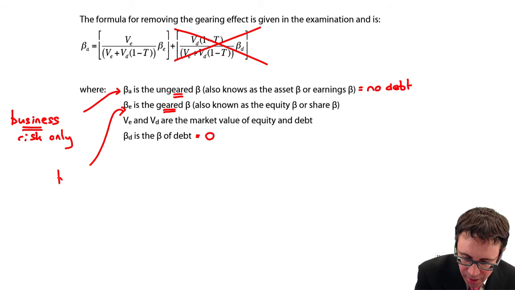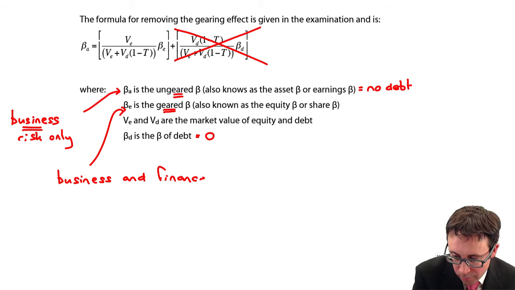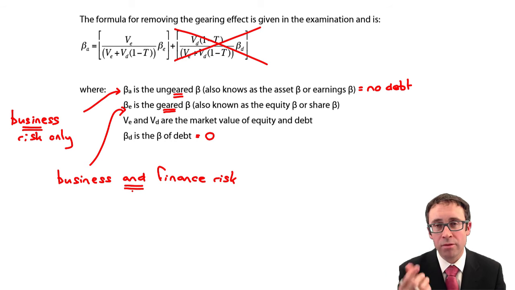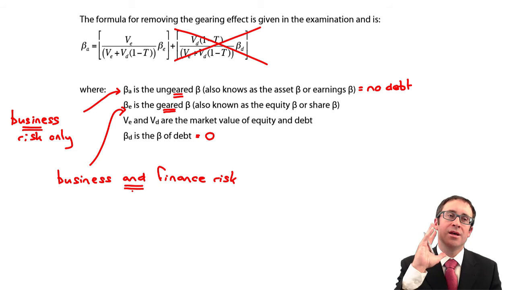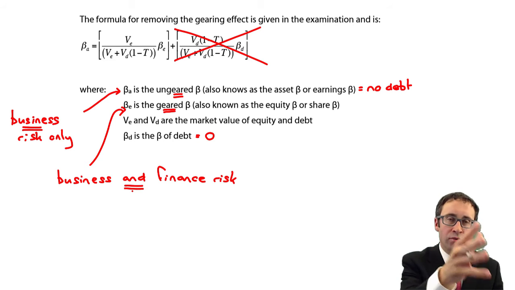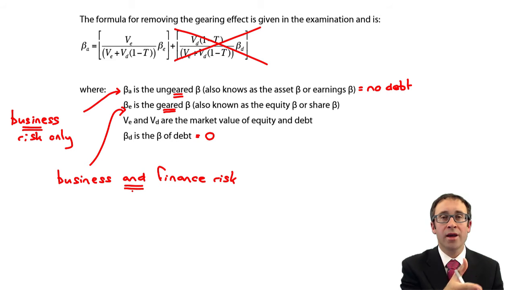goes through there and reflects the business and the finance risk. It reflects both. So if we can identify a company that has a different level of business risk to ours, we can use that to appraise the project from that different area of business risk that we are applying.